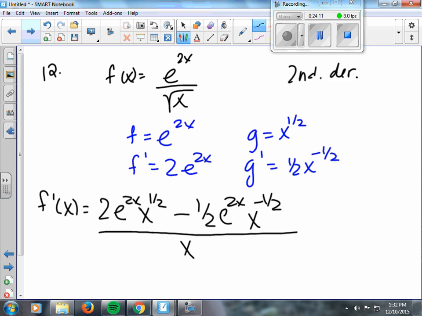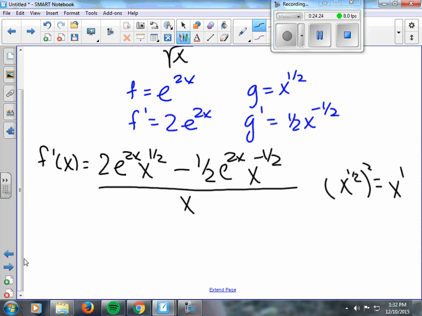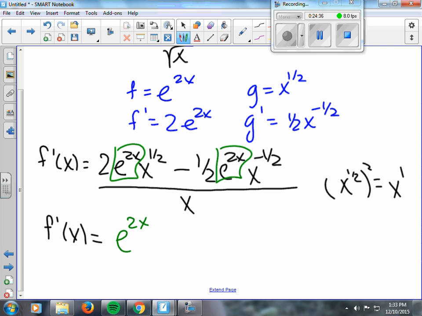Square root of x squared is x, or x to the 1/2 squared. I'm going to write that on the side here. You multiply exponents when they're raised to each other. Okay, so let's simplify this. What is common that will factor out? Well, an e to the 2x. Those are both in the numerator. So I'm going to factor out an e to the 2x.